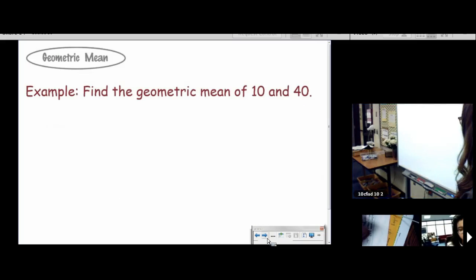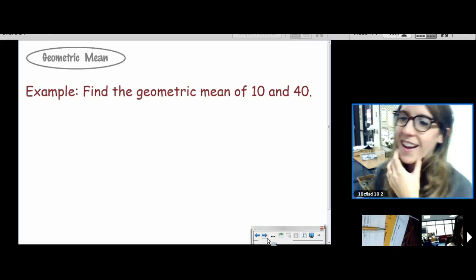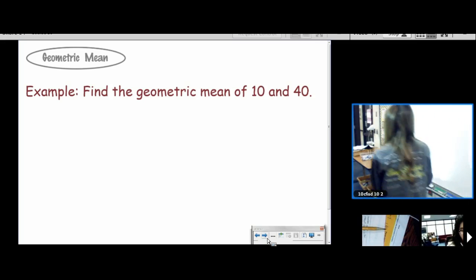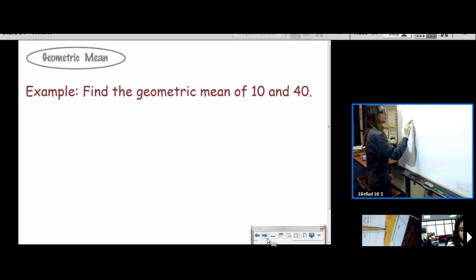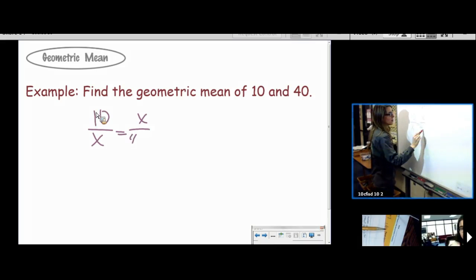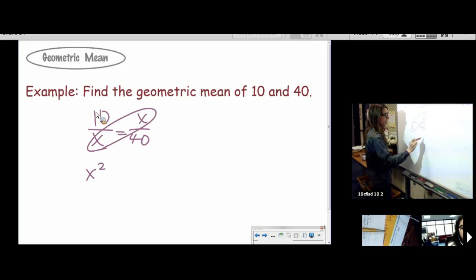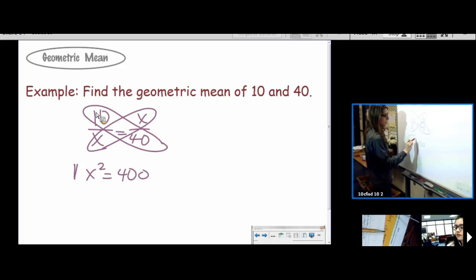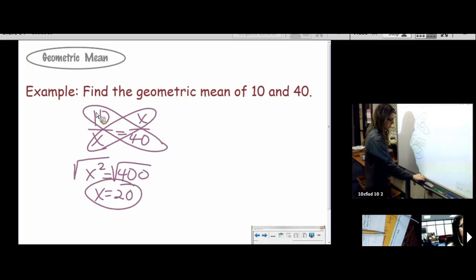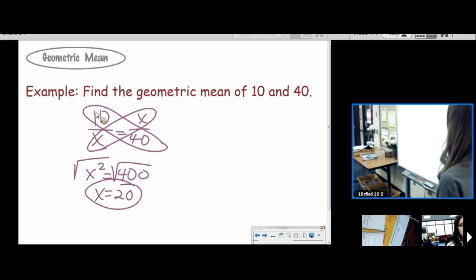Alrighty. Do one more. Find the geometric mean of 10 and 40. Alright, guys. So technically, by definition, we would say 10 is to x as x is to 40. We would cross multiply. X squared equals 400. And then we would square root both sides. X equals 20.